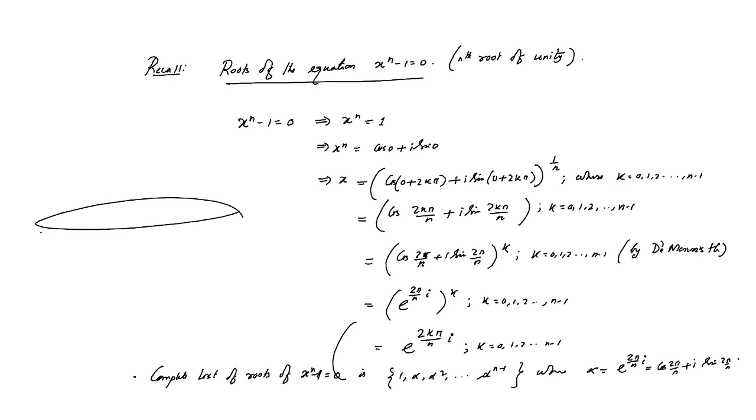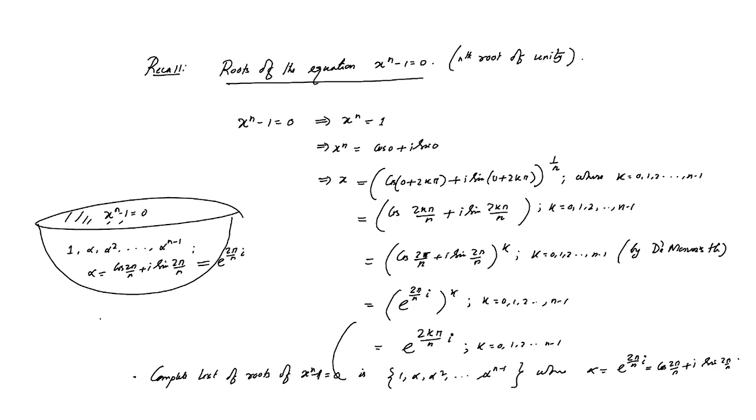So here the complete list of the roots of the equation x to the power n minus 1 equals 0 is 1, alpha, alpha square, up to alpha to the power n minus 1. What is alpha? Cos(2π/n) plus i sin(2π/n). Okay, now we can write e to the power 2πi/n by Euler's theorem. So this is the complete list of roots.